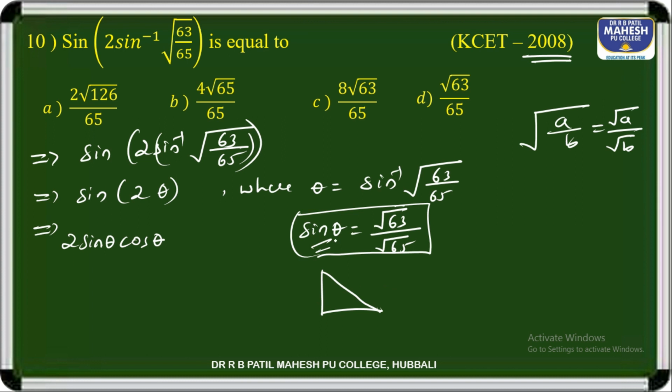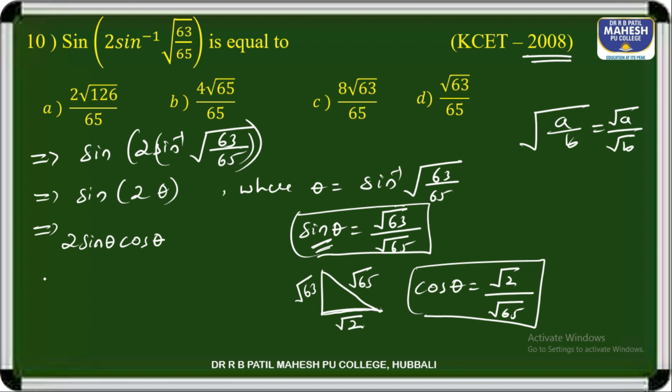So sine theta is given, meaning opposite divided by hypotenuse, that is root 63 upon root 65. Now we need to find out the adjacent side. How? By Pythagoras theorem. Pythagoras theorem says root 65 square minus root 63 the whole square. 65 minus 63 is 2, so square root of 2 will be the adjacent side. Then cos theta is adjacent side divided by hypotenuse. I am saying adjacent and hypotenuse, but I am writing their values. Hope you are getting it. So this is cos theta.